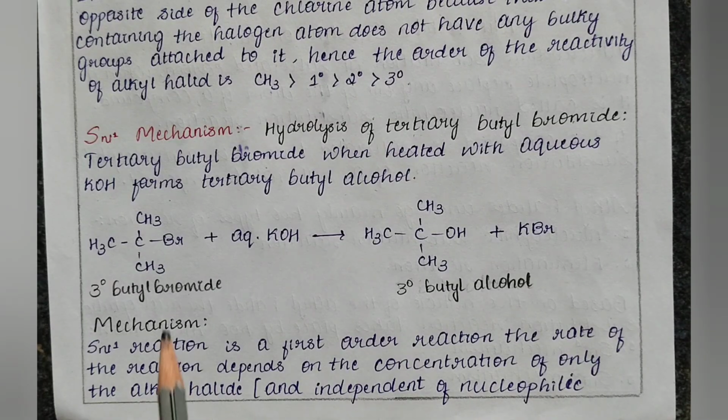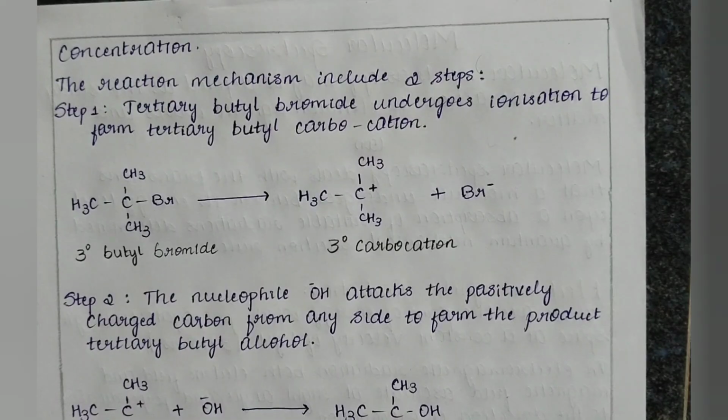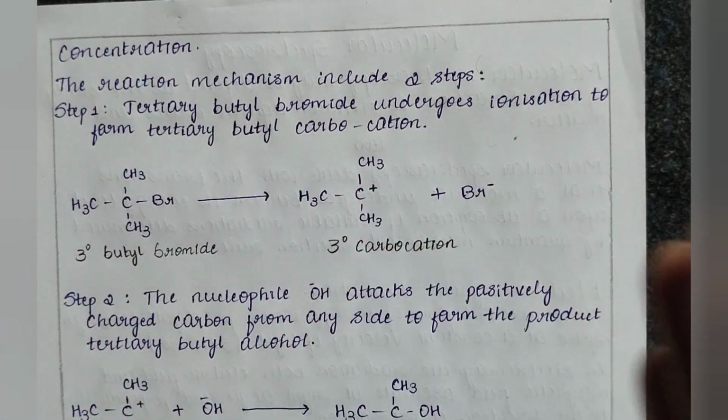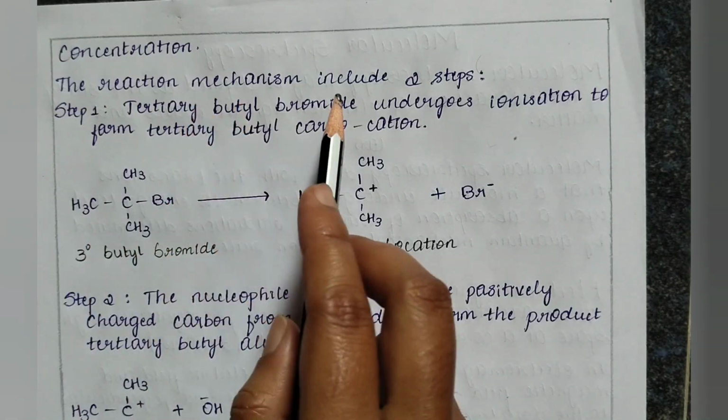is present. So in the SN1 mechanism, since it is a two-step reaction and the rate determining step contains only the tertiary butyl bromide, that is the alkyl halide, the rate of the reaction is only dependent on the concentration of alkyl halide and not on the concentration of the nucleophile which is present. Now let us see the reaction mechanism which is involved. Here the reaction mechanism includes two steps.